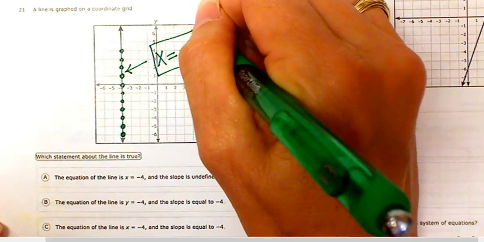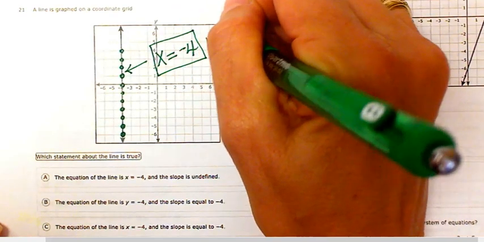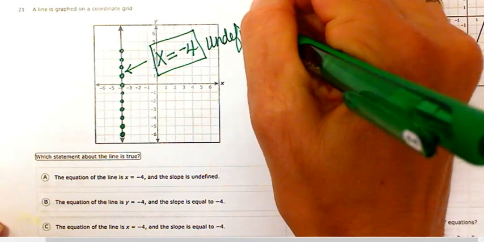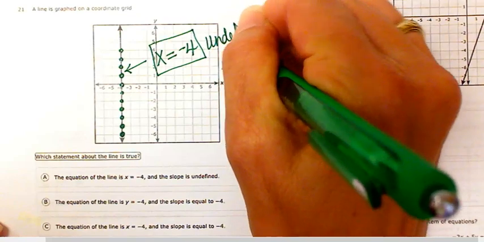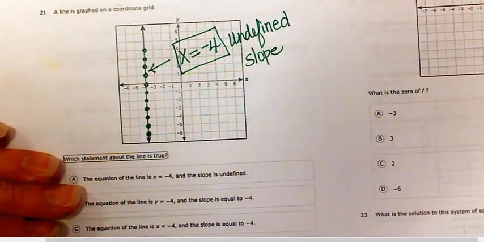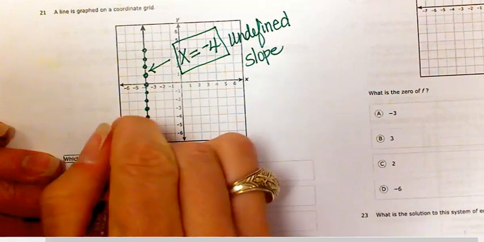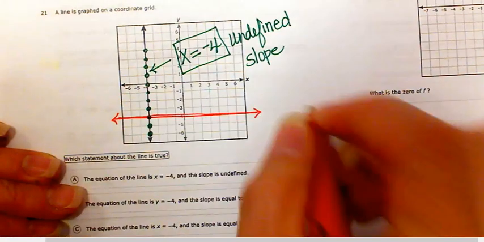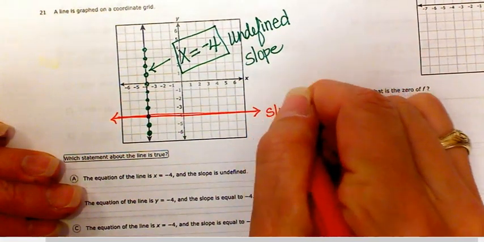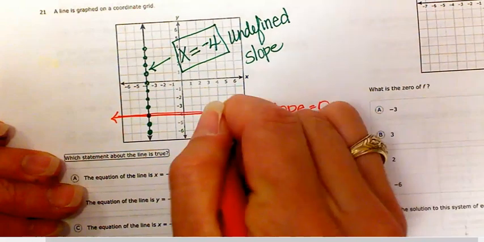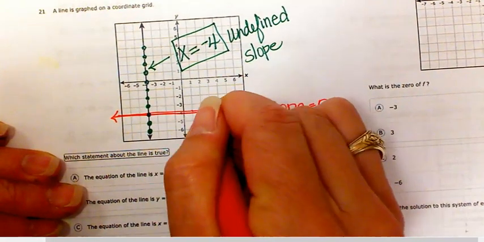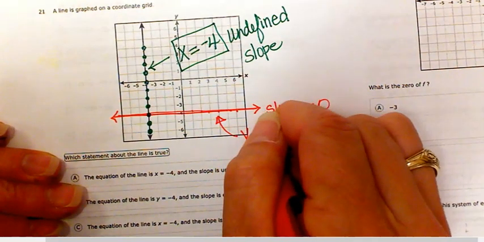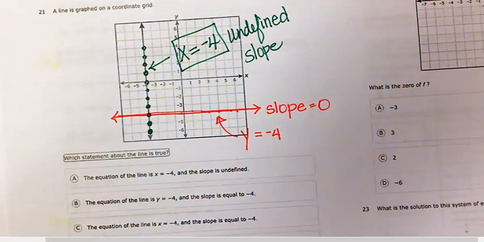If it is a vertical line, that is an undefined slope because you can't divide by 0. If you had a line that was horizontal like this, one has a slope of 0, and this line, all of the y values are the same, and it just so happens I drew that one at -4 also. This is y equals -4, okay? They are not the same.